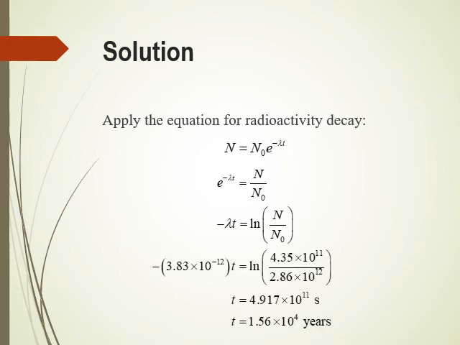I then have t equals 4.917 times 10 to the power of 11 seconds. But remember, the question wants the final answer in years. Therefore, you have to convert the unit from seconds to years. So if you got it right, then t is equal to 1.56 times 10 to the power of 4 years. So that is the final answer for question 4.